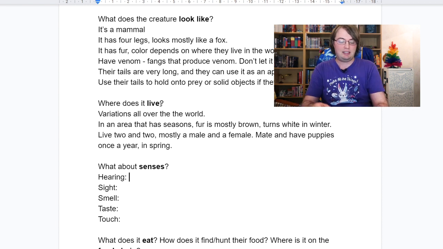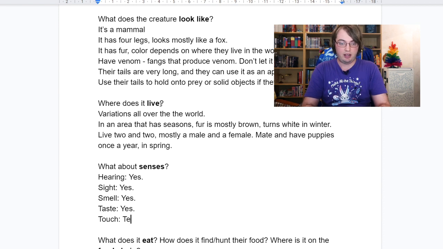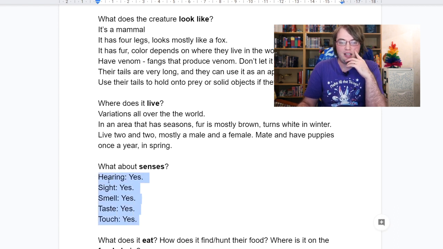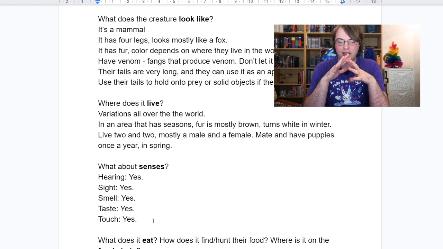Senses. What about their senses? Well, they have hearing, they have sight, they have smell, they have taste, and they have touch. I'm not going to go too deep into this because it doesn't really matter. They have all of these senses, and I will decide in the moment, in the story, how good or bad they are depending on what I might need them for. Right now, doesn't matter.